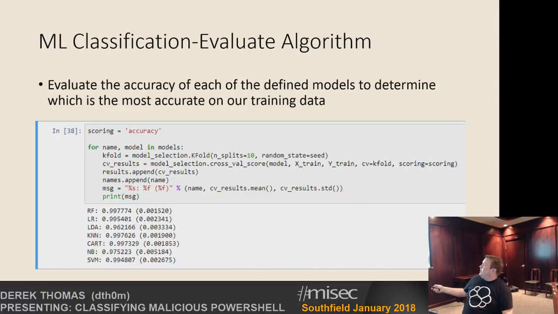And here you see that on average, out of the 10 times that we trained and tested the data, random forest was 99.7% accurate. For linear regression it was 99.5. It did pretty good on all of these.